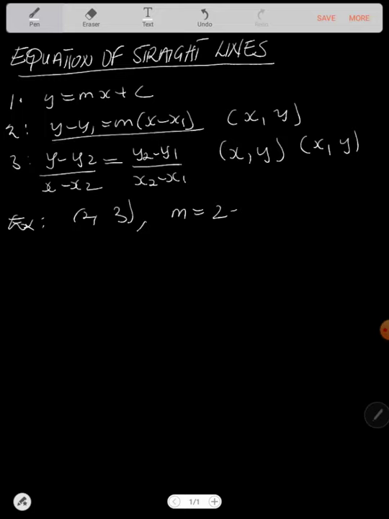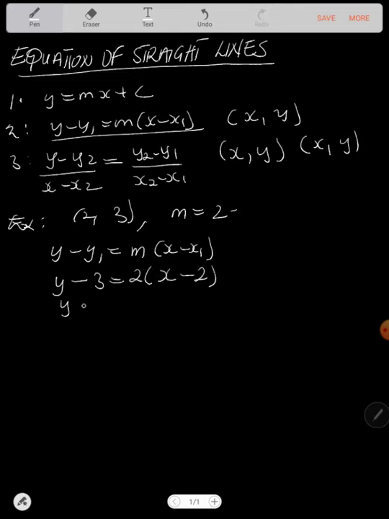So I'm going to use this. It says y minus y1 is equal to m times x minus x1. Y, you leave it the way it is. Y1 is 3, is equal to gradient is 2. X, you leave it the way it is. X1 is 2. So you have y minus 3 is equal to 2 times x is 2x.